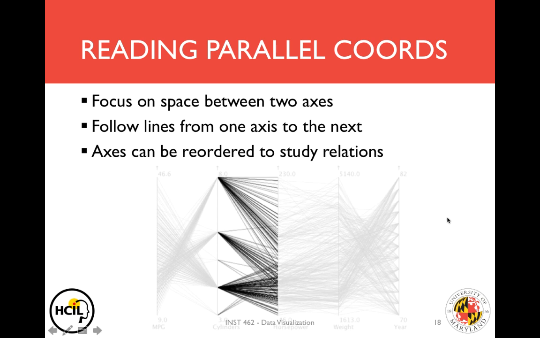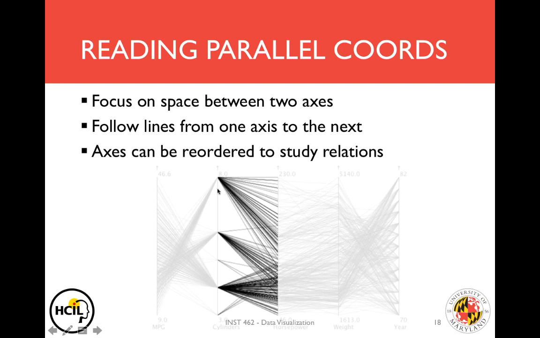So here's an example. So we have that same car data set. It's a little grayed out here, but what you can see on the bottom is we have miles per gallon, cylinders, horsepower, weight, and year. We have a vertical line for each of those attributes. And then for an individual car, we will find the point where its miles per gallon is on the y-axis here, and we'll connect that to the point where its cylinders are on the next y-axis, and connect that to the point where its horsepower is on the next y-axis.